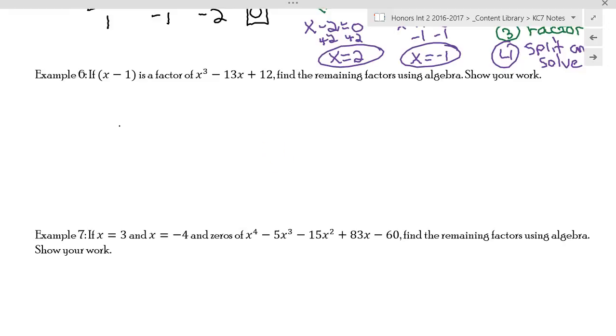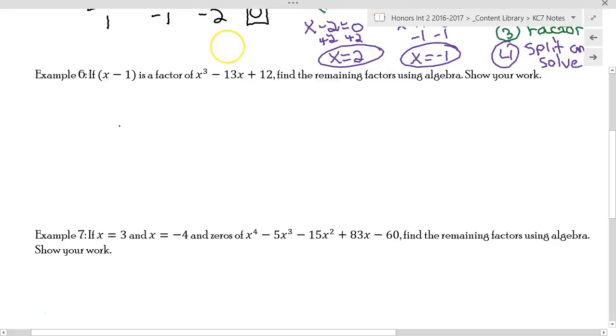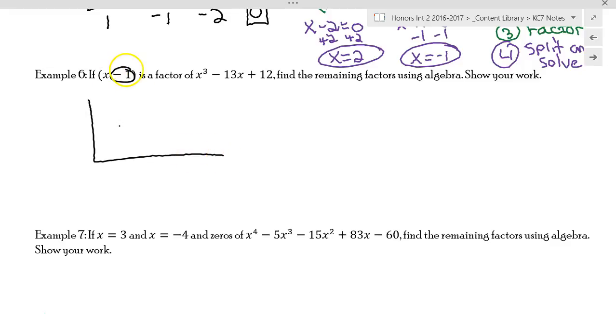Let's look at example 6. Example 6 says if x minus 1 is a factor of x cubed minus 13x plus 12, find the remaining factors. Okay? So I'm still going to set up my synthetic division here. Remember, with this one I do flip the sign. Now I have x cubed, I have 0x squared, negative 13, and 12. So, starting my synthetic division, bring down the 1. 1 times 1 is 1. 1 times 1 is 1. Negative 12. 1 times negative 12 is negative 12. And that's 0. Okay?